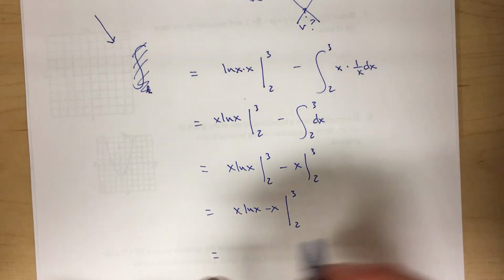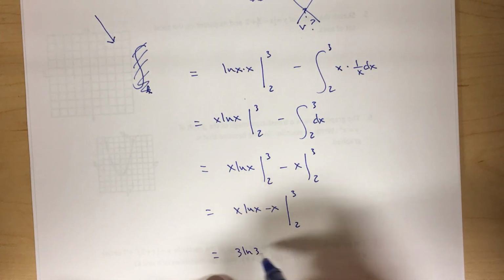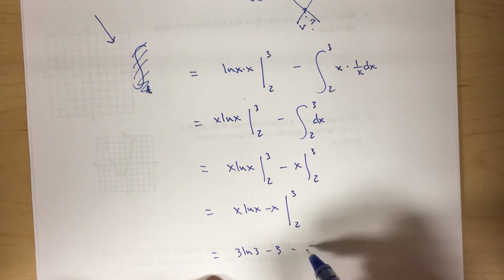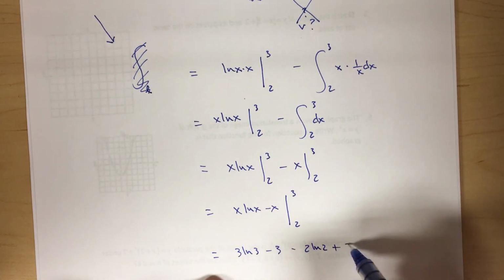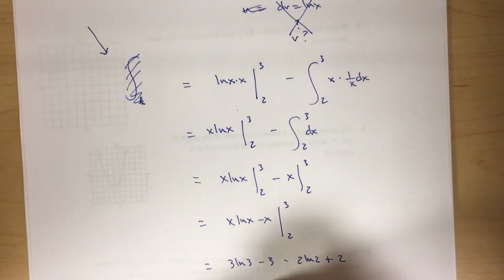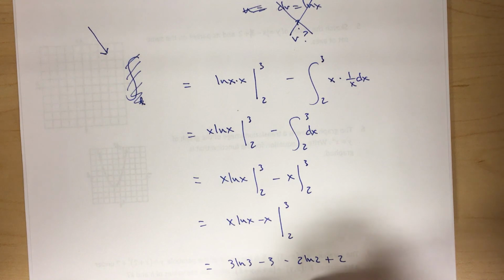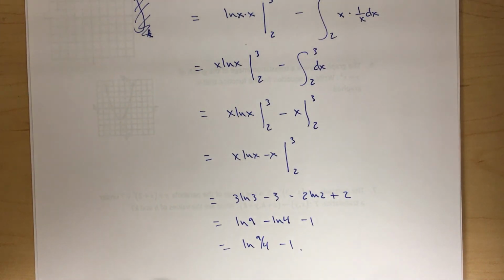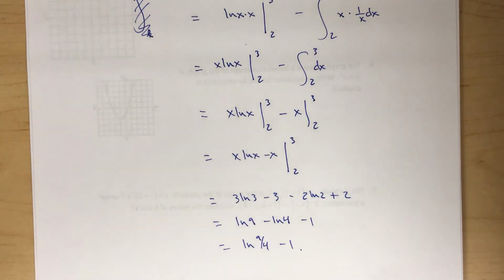So that should become 3 ln 3 minus 3 minus 2 ln 2 plus 2, because I'm distributing the negative, which is simply ln 9 minus ln of 4 minus 1, which is ln of 9/4 minus 1. So that is how I could write that one. But again, I'm using integration by parts to find this definite integral.